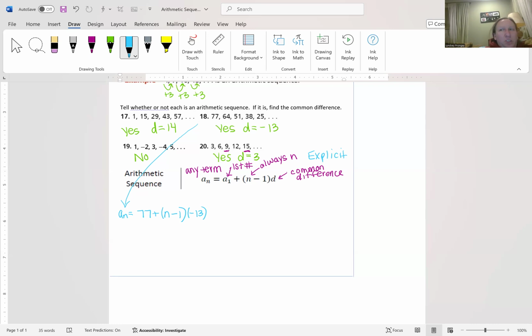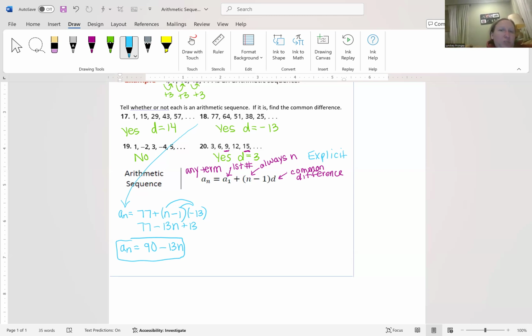However, a lot of times, especially when you're working on the Math Excel, it will ask you to simplify that, which means we're just going to distribute the negative 13 to both those things. So 77 minus 13n plus 13. And then we can combine our like terms together. So our two constants mean our simplified explicit formula would be 90 minus 13n, or negative 13n plus 90. It doesn't matter which way you write it. And that is our explicit formula for this arithmetic sequence.